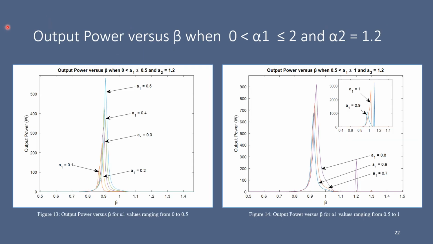Moving on, these two plots show the output power versus beta when alpha 1 is changed from 0 to 2 and alpha 2 is kept at a constant value of 1.2. The reason for choosing 1.2 is because 1.2 gave us the maximum efficiency. As per the first plot, we can see that as alpha 1 is increased from 0.1 to 0.5, the output power increases, as well as from 0.6 onwards up to 1, the output power also increases.